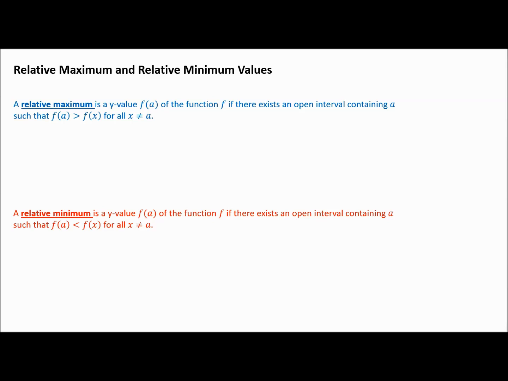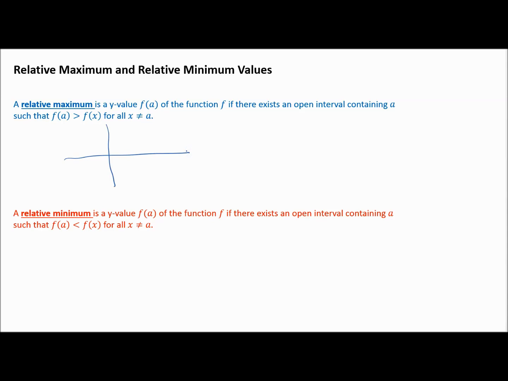Okay, it's time for a new definition. We've got relative maximum and relative minimum that we need to define. It says a relative maximum is a y value, you could also call it f of a, of the function f if there exists an open interval containing a such that f of a is greater than f of x for every x that's not equal to a. Again, I know that sounds like another rigorous definition, so let's draw a picture.